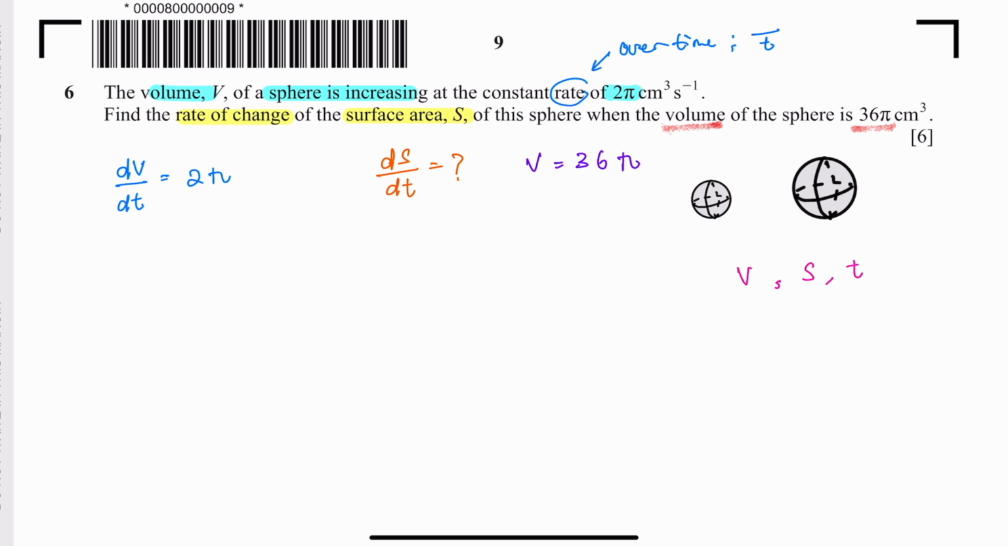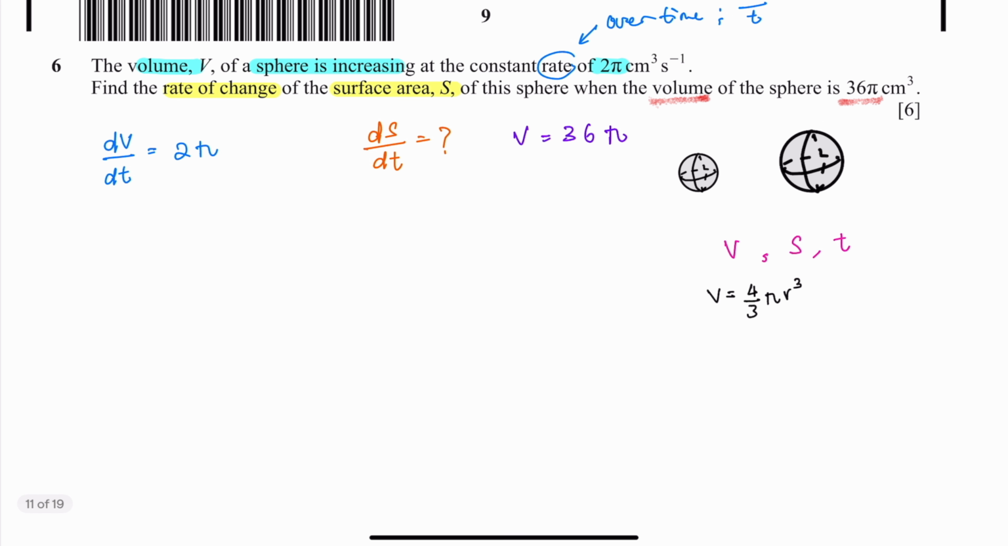This is a sphere. Let's recall the volume of a sphere: 4 over 3 pi r to the power 3. Let's also write down the surface area for a sphere. That is going to be 4 pi r squared.